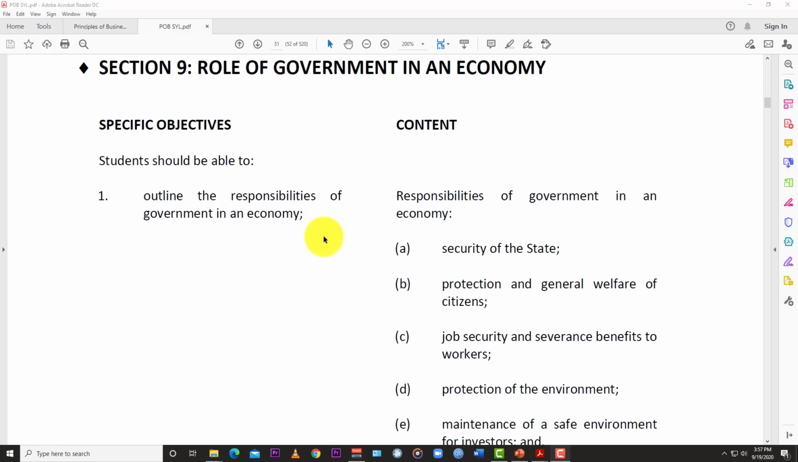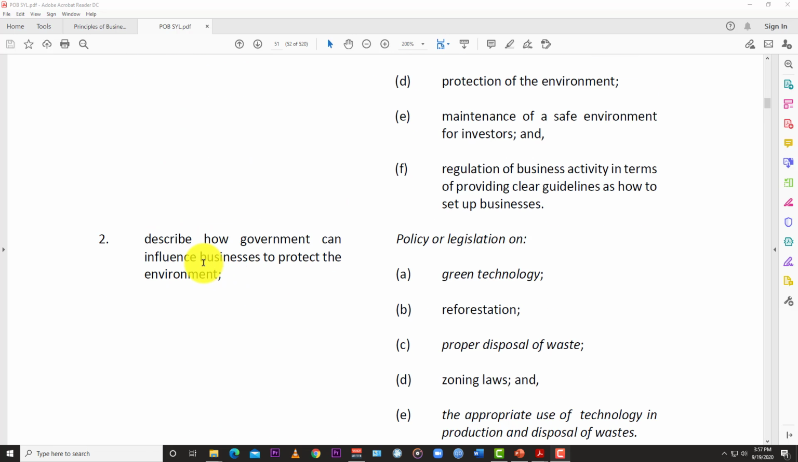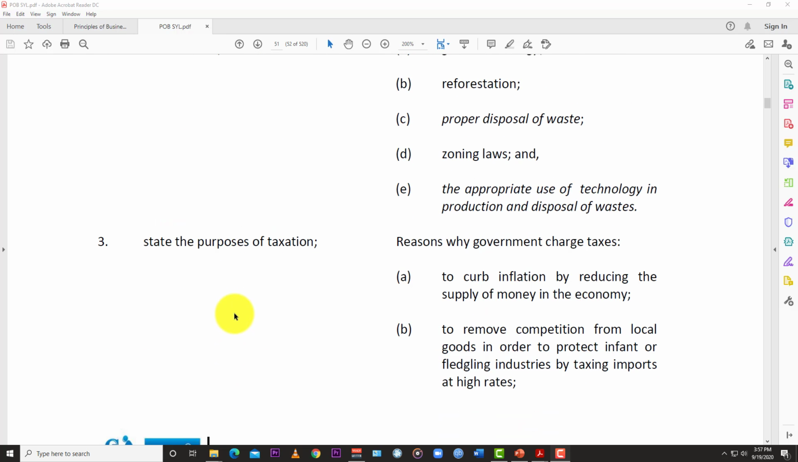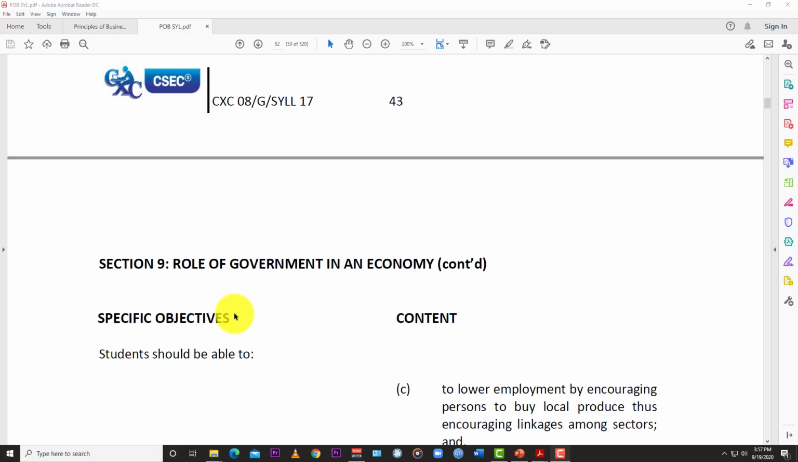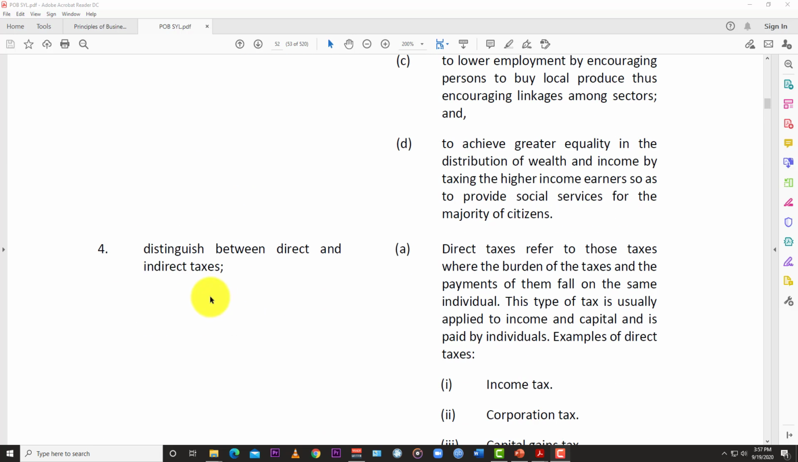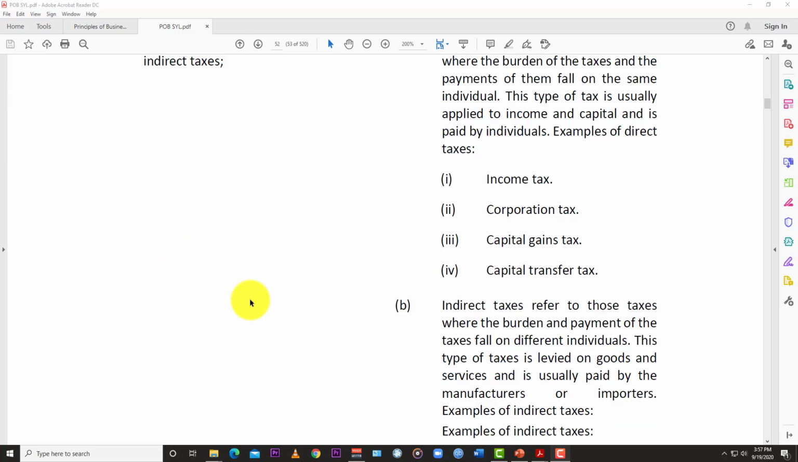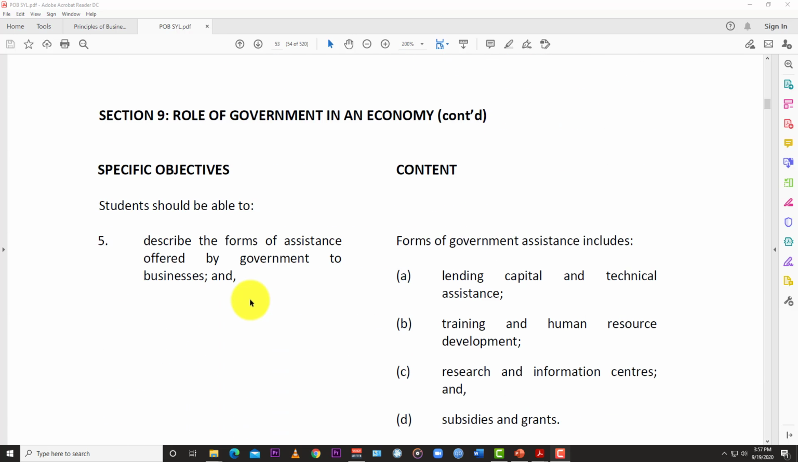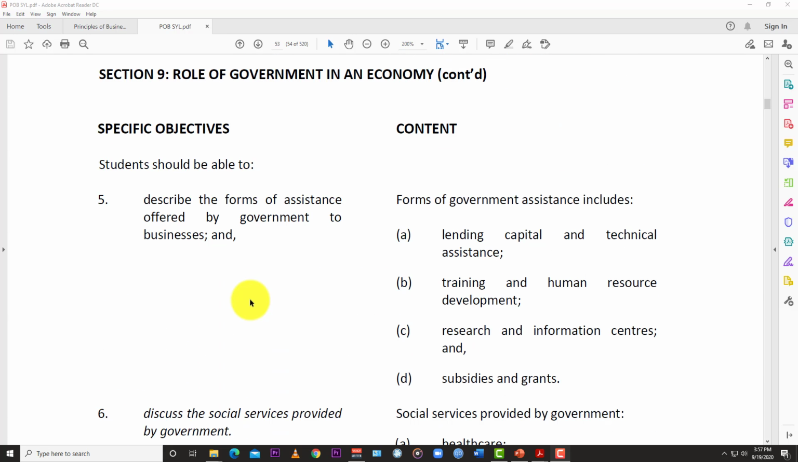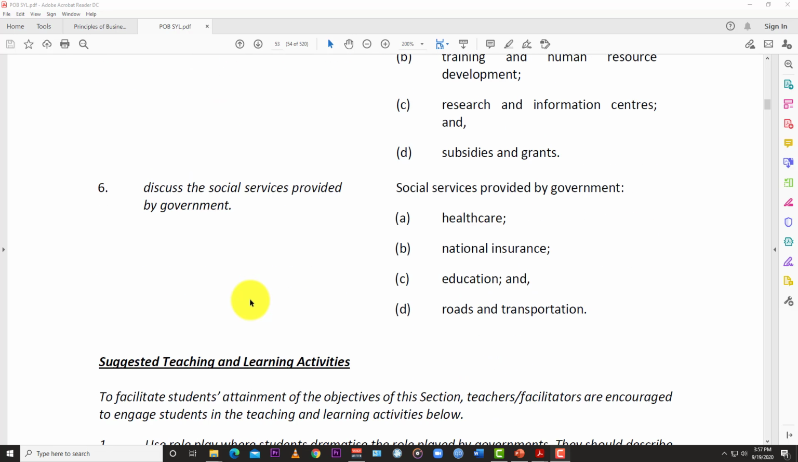In this section, students should be able to outline the responsibilities of government in an economy. They should also be able to describe how government can influence businesses to protect the environment. They should be able to state the purposes of taxation, distinguish between direct and indirect taxes, describe the forms of assistance offered by the government to businesses, and discuss the social services provided by the government.